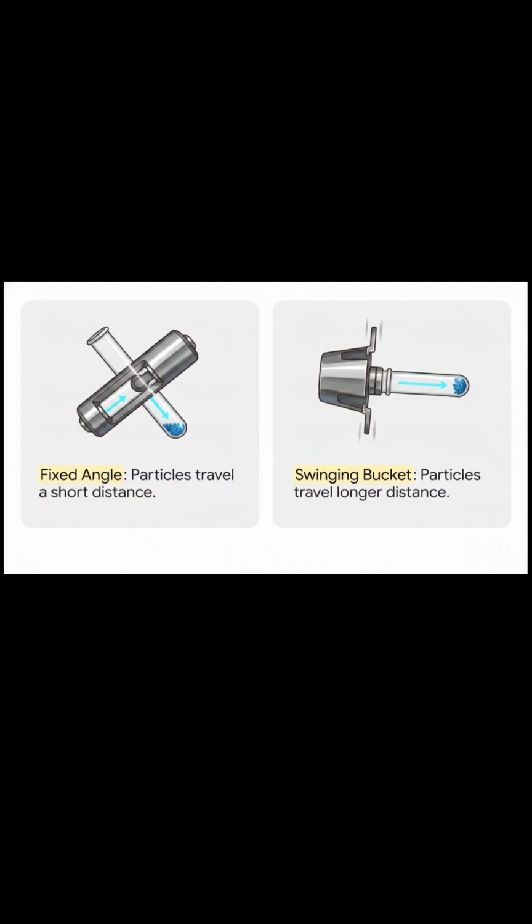On the right, though, we have swinging bucket or horizontal rotors. As the machine accelerates, these buckets swing out until they're completely horizontal. This lets the particles travel a much longer distance straight down to the bottom of the tube, which makes separating the liquid on top, the supernatant, from the solid pellet a whole lot easier.